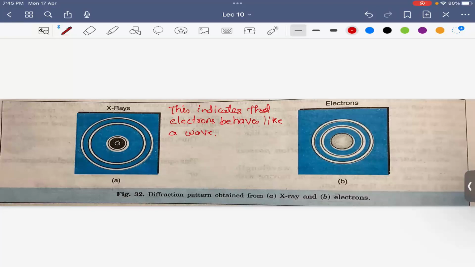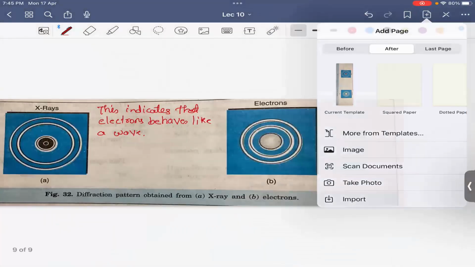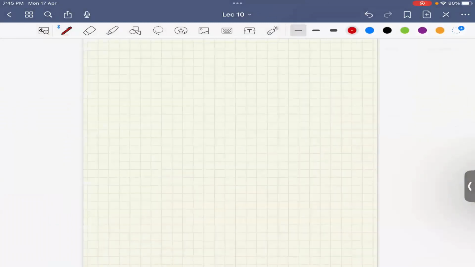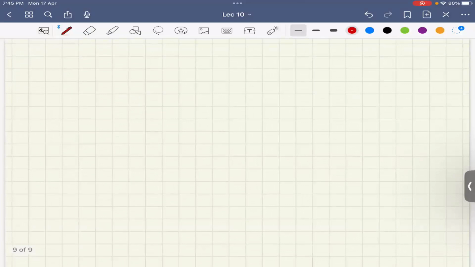So let us go to the next page. From this, we conclude that electrons or subatomic particles not only have a particle-like behavior, but they also have a wave-like behavior, right? So now let us understand the significance of this.